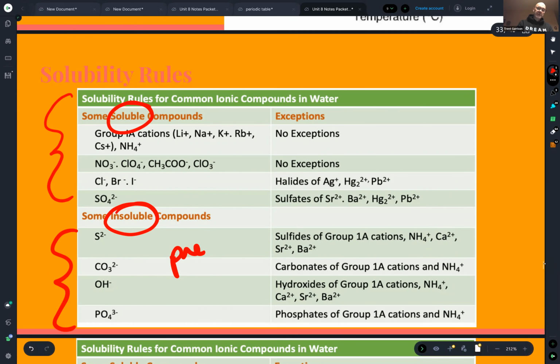Oops, not a precipitant. I think there's an I in there.